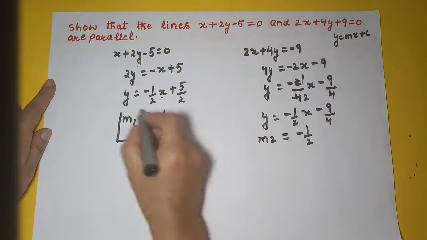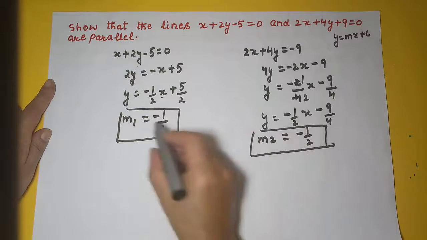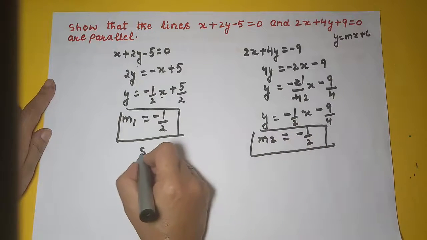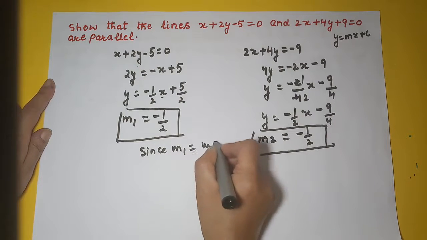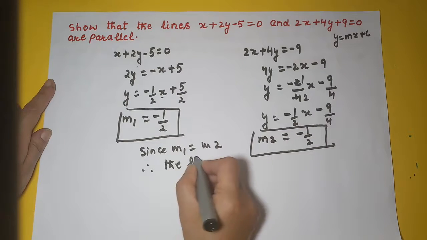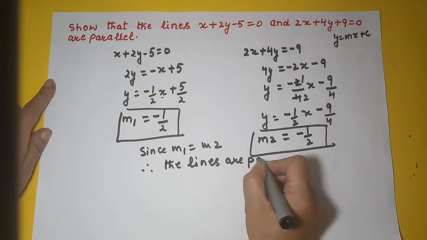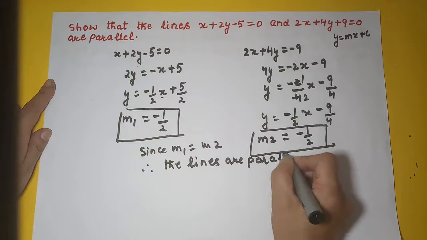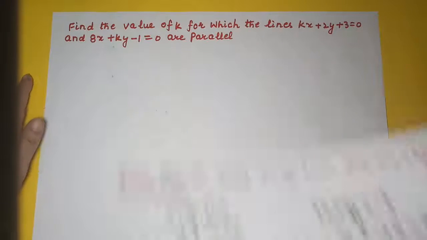Now can you compare the two slopes? Are they equal? Yes, the two slopes are equal, since you can say m1 is equal to m2. Therefore the lines are parallel. Right? So we have understood that when lines are parallel, their slopes are equal.